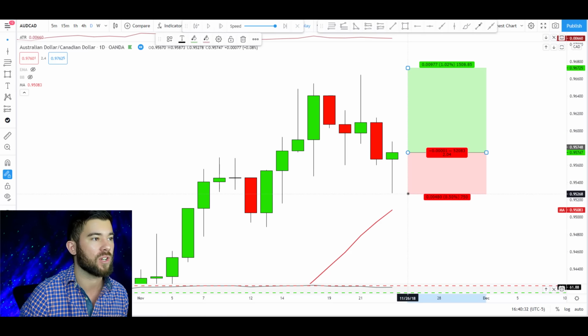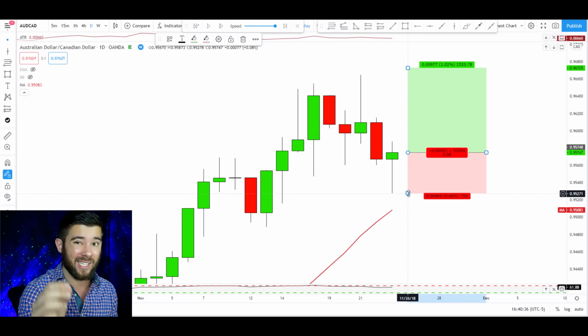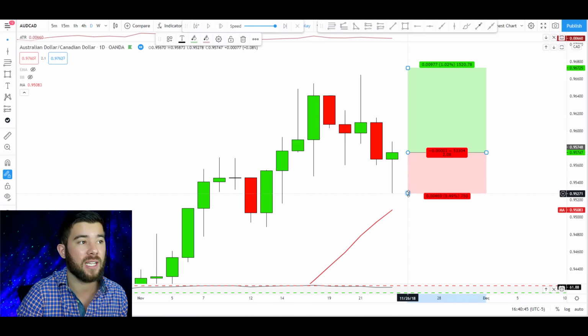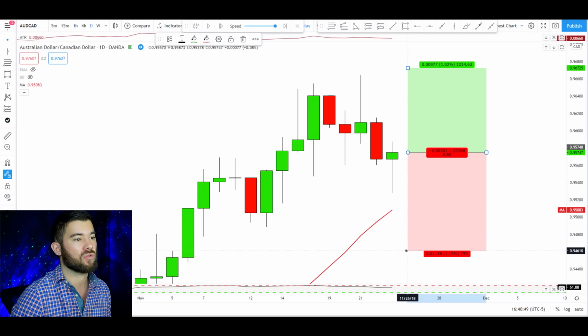Let's go down to our swing low. Our swing low is right at 47 pips. That plus 66 is 113 pips. So we have a 113 pip stop loss on this specific trade.